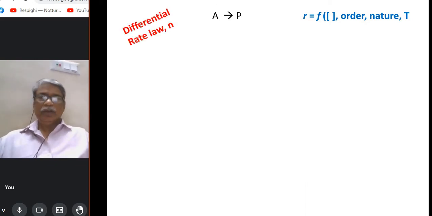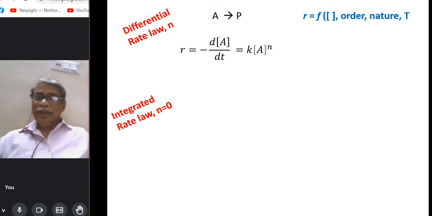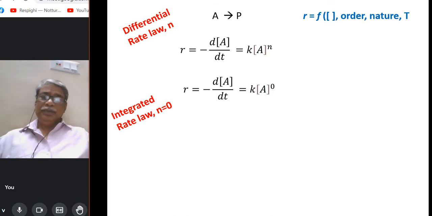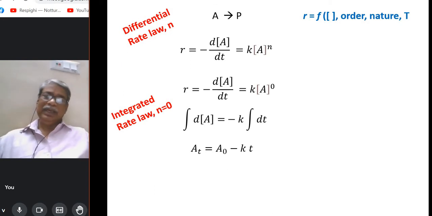We call it the differential rate law of order n, and we express it like this. So R is k A to the power n. So n is some measurable, experimental quantity. Okay. Now we have to integrate. For simplicity, let us start with n equal to 0. So R is k A to the power 0. If we just integrate both sides, dA is minus k dt, put the limits initial A0 to A and time t equal to 0 to t, then you get the equation A_t equals A0 minus kt.